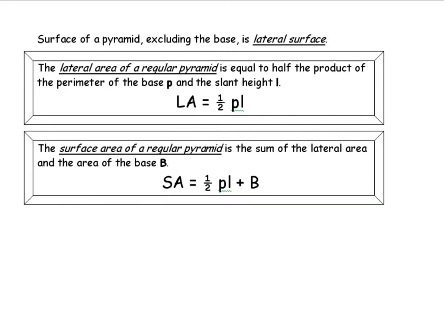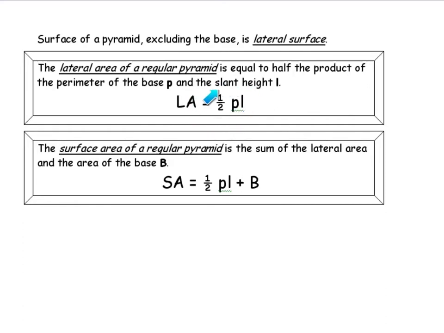Now we're going to take a look at lateral area and surface area and the formulas for the pyramids. When you're talking about lateral area, or adding up all of the areas for the lateral faces of a pyramid, you're going to use the formula 1/2 PL. P represents the perimeter of your base, and L here represents the slant height, what I talked about before.